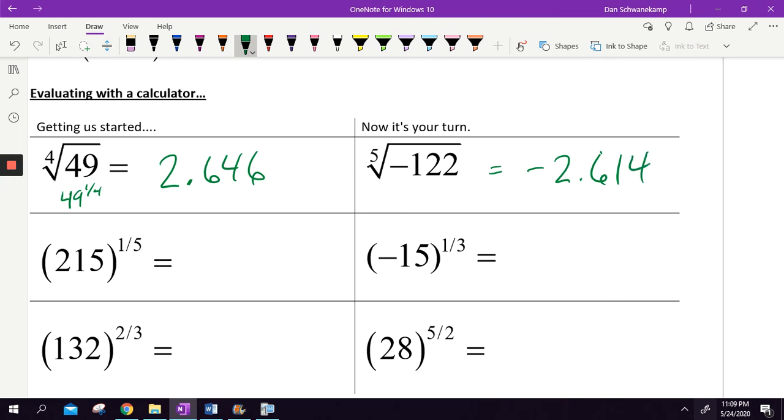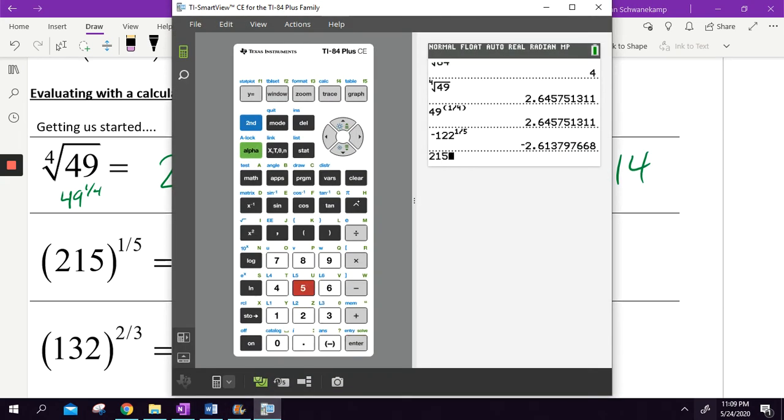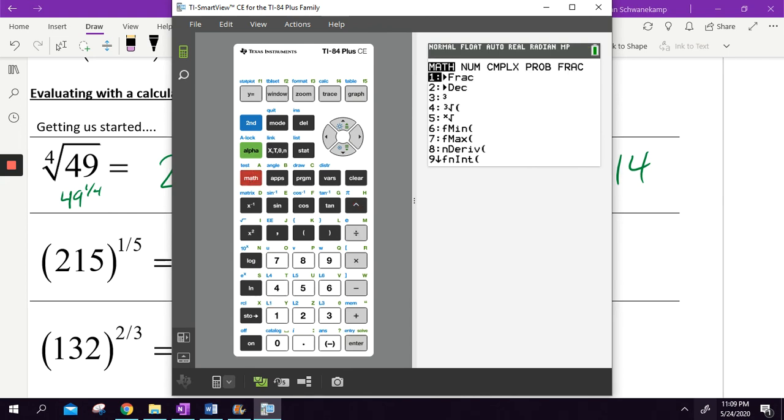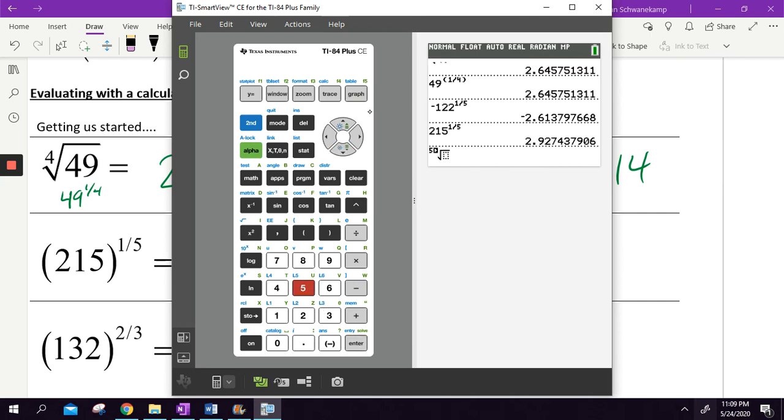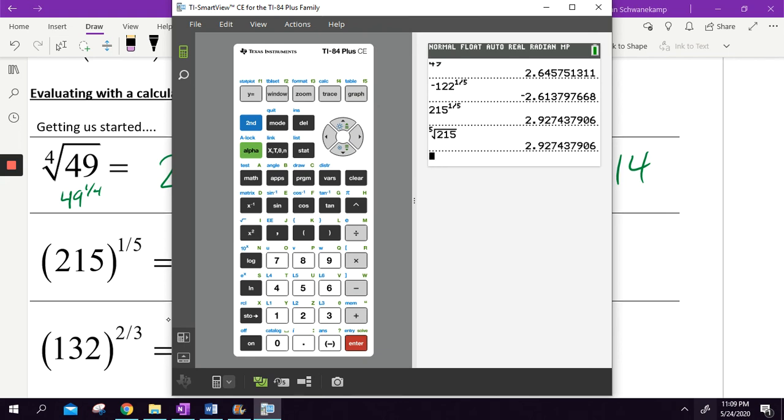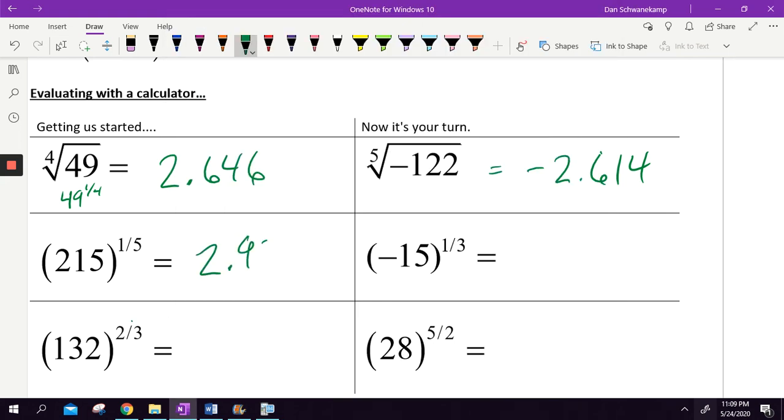This one should be easy, 215 to the 1/5. So 215 to the 1/5. I get that. If I wanted to go the root method and go the 5th root, because that's the same thing as 1/5 of 215, I should get the exact same number, 2.927. I don't need to show you all of these. It's just a matter of typing in. If you can type in, you should be good to go here.